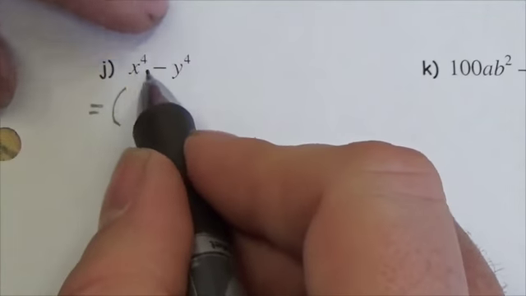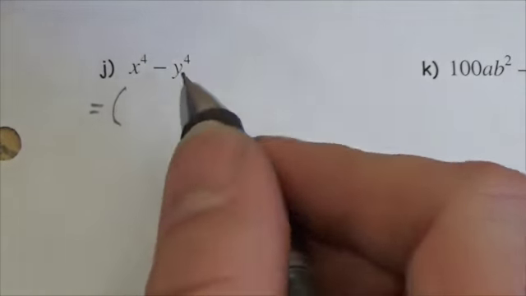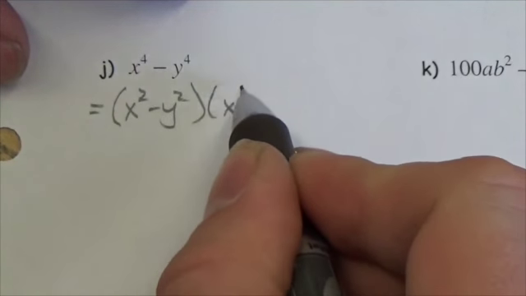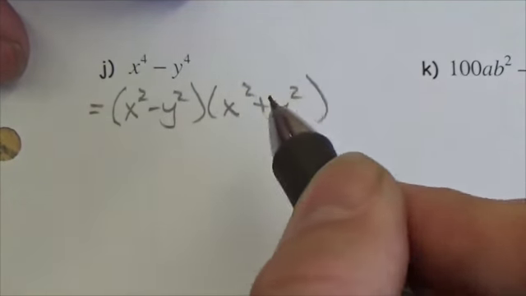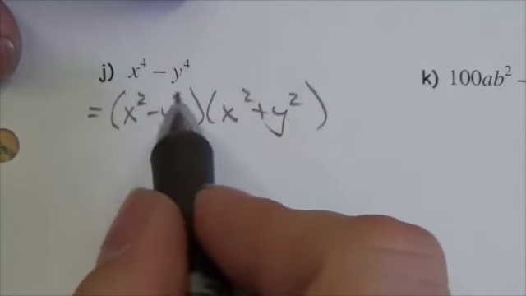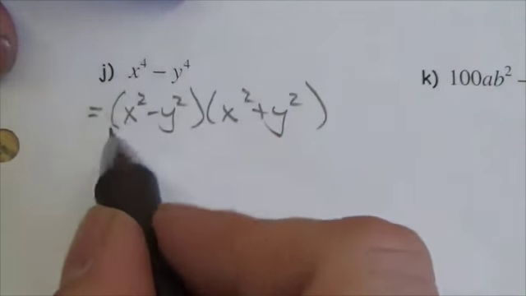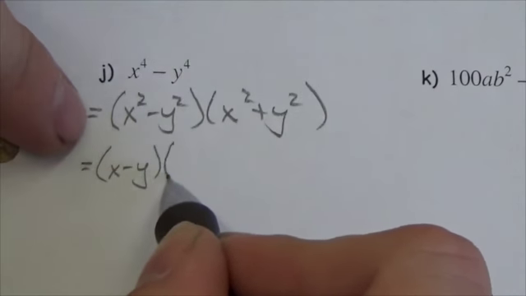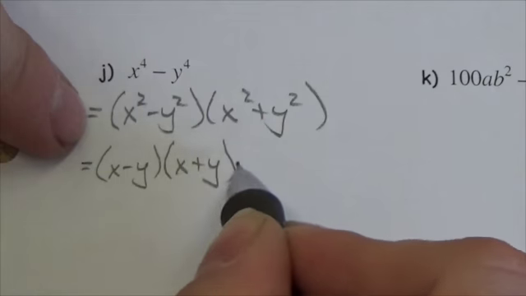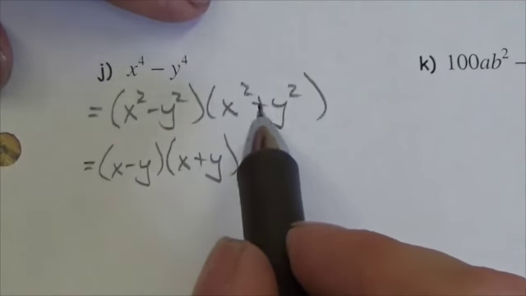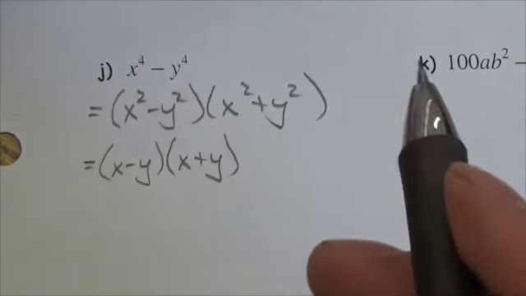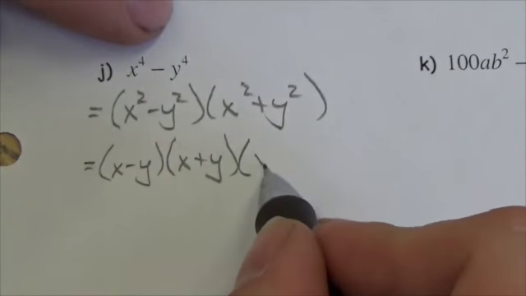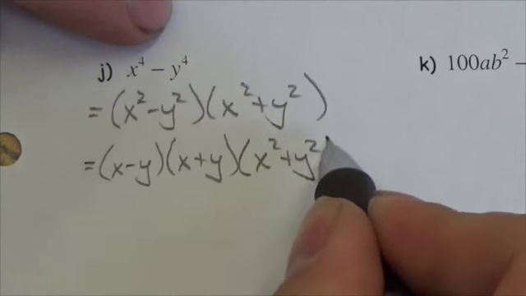The square root of x to the fourth and y to the fourth will be x squared and y squared. So this will be x squared minus y squared times x squared plus y squared. Now, as soon as I do that, what I'm left with here, this is also a difference of squares. So I get x minus y, square root minus square root plus square root. But x squared plus y squared isn't, because remember, this is a difference of squares. This is a sum right here, so this would be x squared plus y squared.